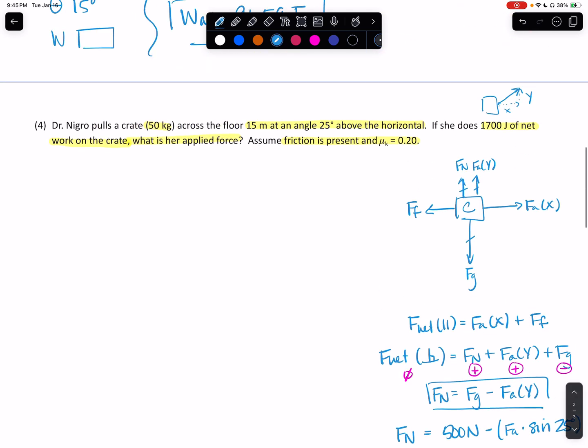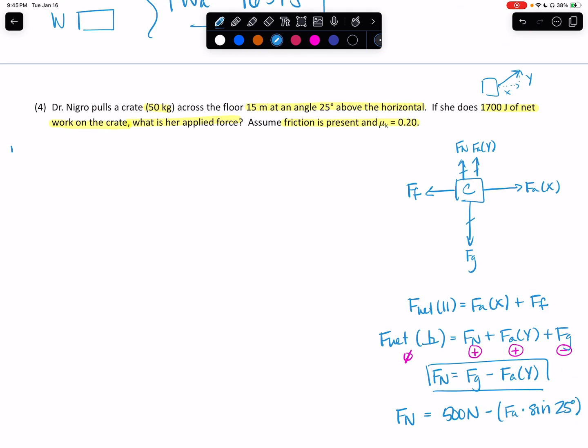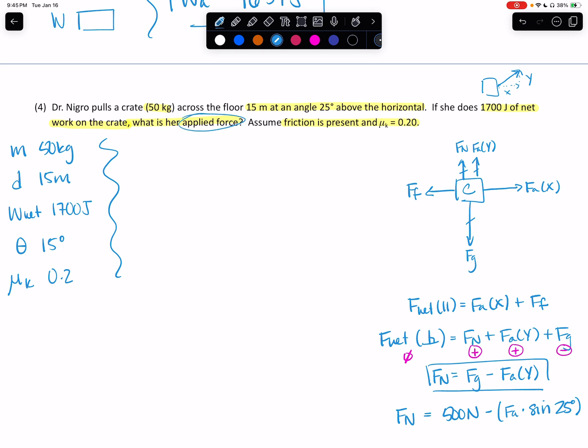Okay, so now let's list out what else we know. We have a mass value of 50 kilograms. We have a displacement of 15 meters. We have a net work of 1,700 joules. We know the applied force angle is 15 degrees, and we've been given the kinetic coefficient of friction as 0.2. All right, so that's what we know. The goal is the applied force. So I'm trying to figure out what is this applied force right here.